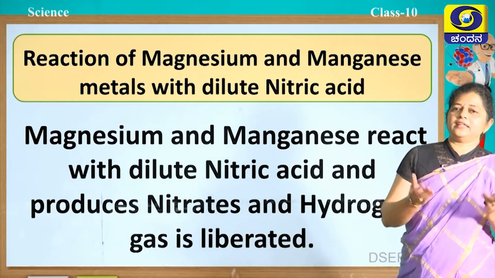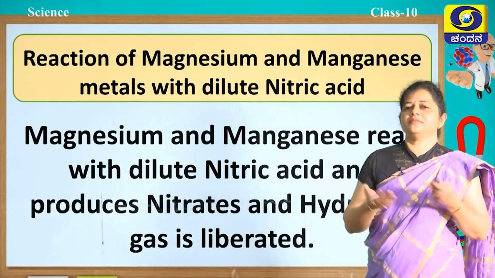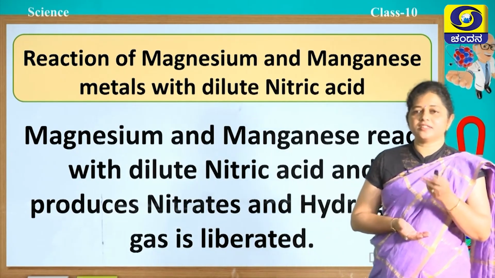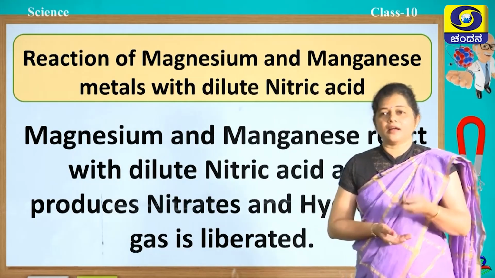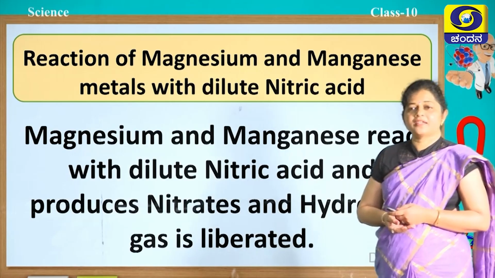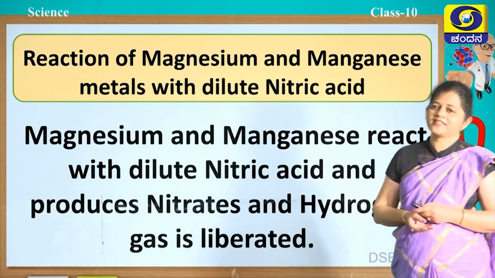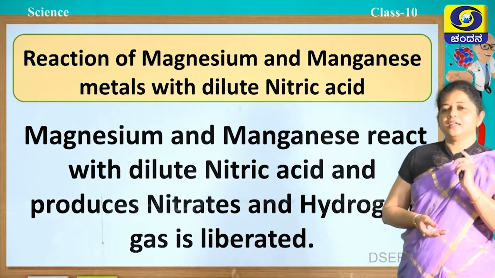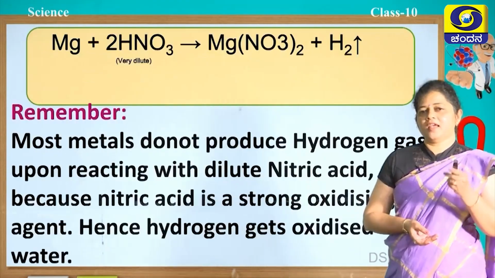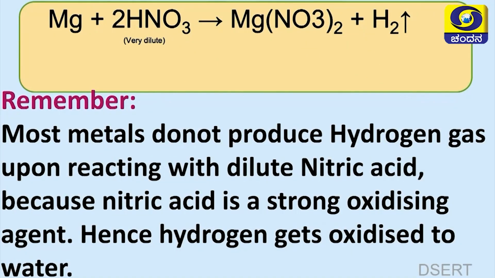First of all, let us see how magnesium and manganese react with dilute nitric acid. In the previous class, we learnt about the reaction of metals with hydrochloric acid. Now, let us see how they react with nitric acid. Magnesium and manganese both react with dilute nitric acid and produce nitrates, and in the reaction, hydrogen gas is liberated. Now, if you can see the reaction, magnesium is reacting with very dilute nitric acid to form magnesium nitrate. In the process, hydrogen gas is evolved.